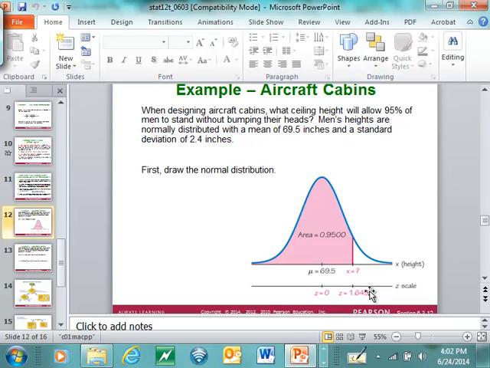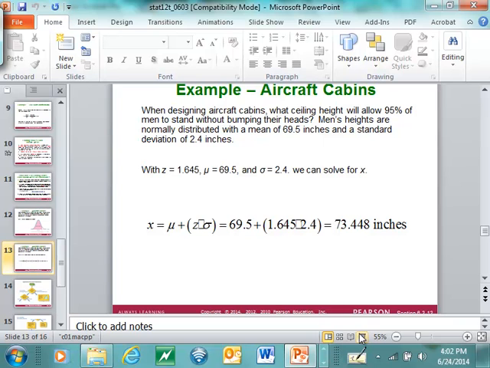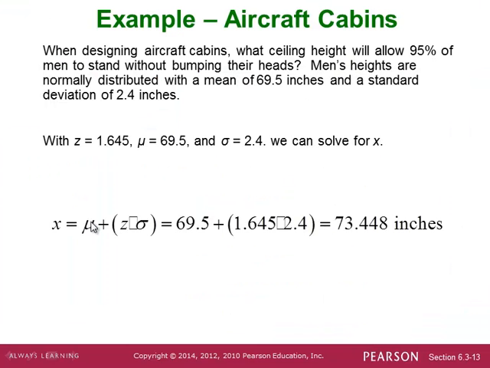So there's 1.645 for the z-score, and I have a standard deviation of 2.4 and a mean of 69.5. So now all I need to do is take that z-score of 1.645 times 2.4, and then add the mean of 69.5. So 1.645 times 2.4, and then add 69.5. That works out to be 73.448 inches. As in, 95% of men will have heights less than 73.448 inches.